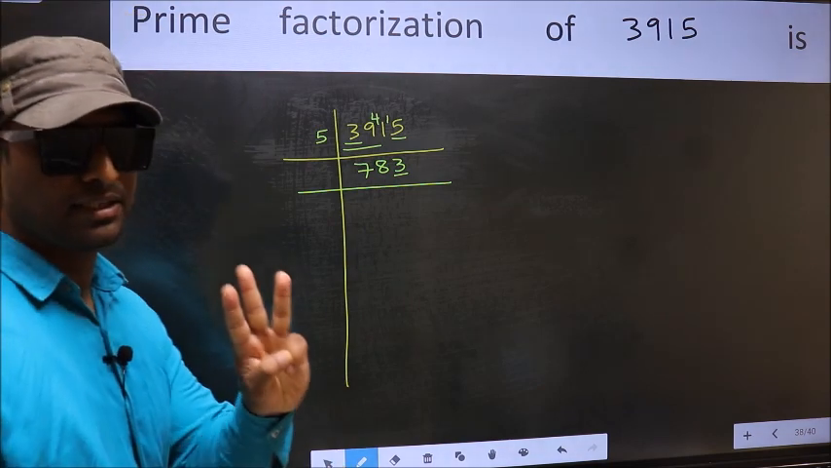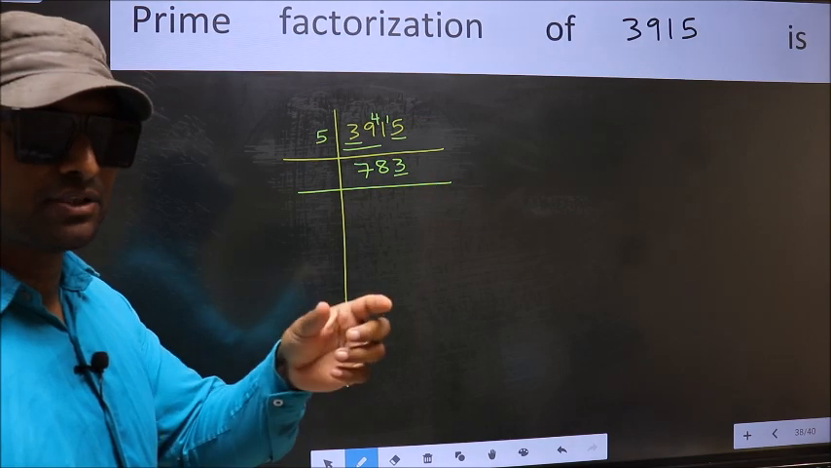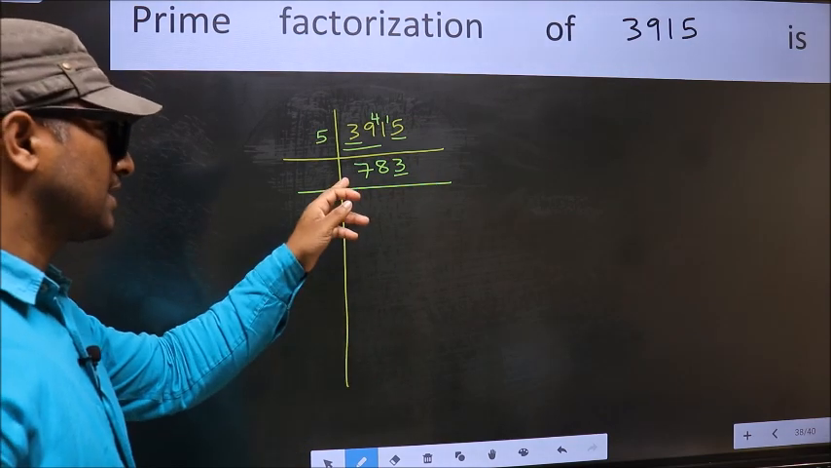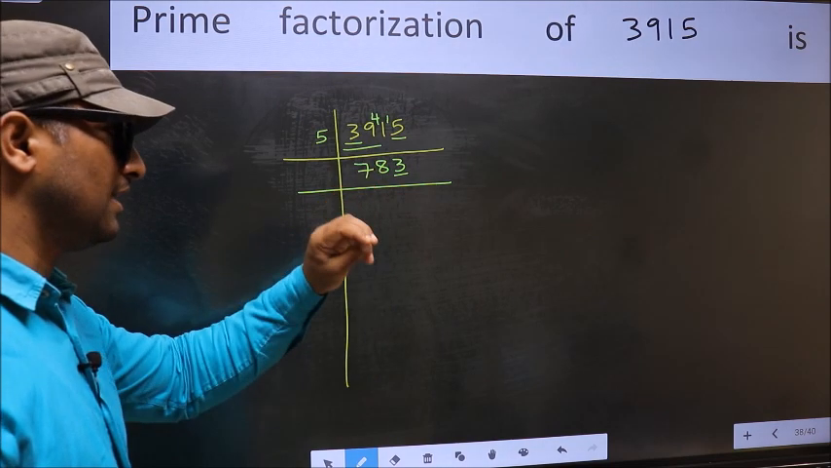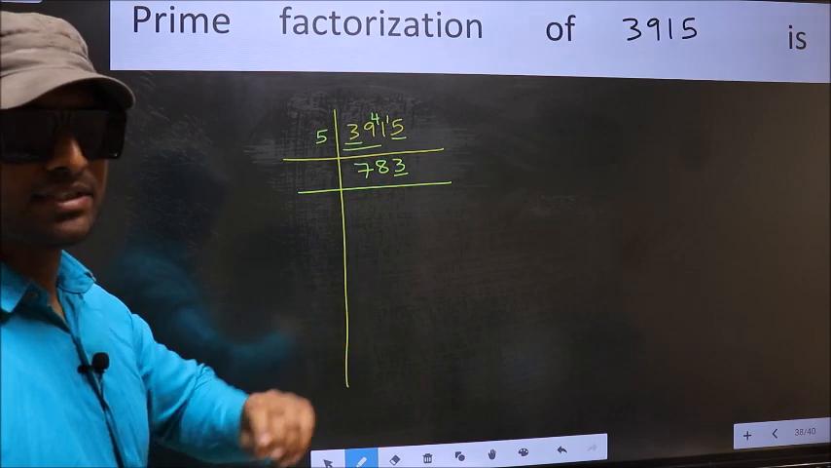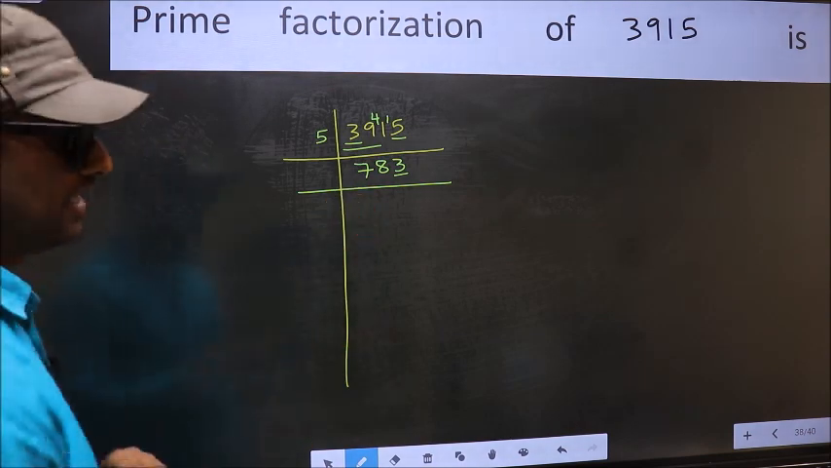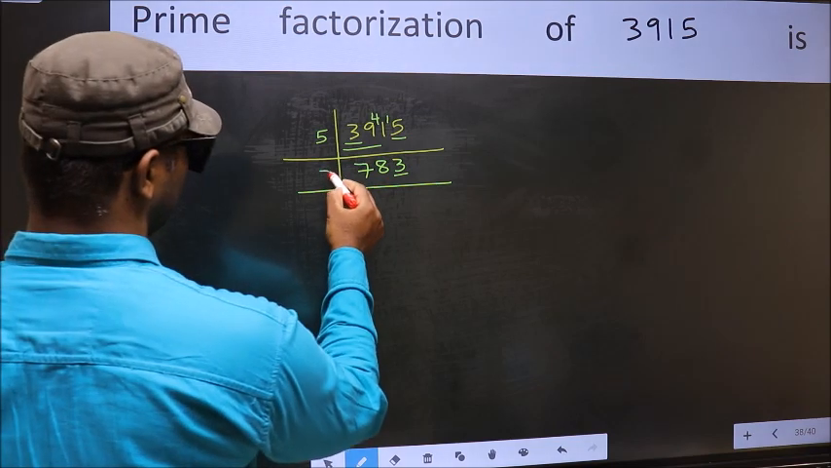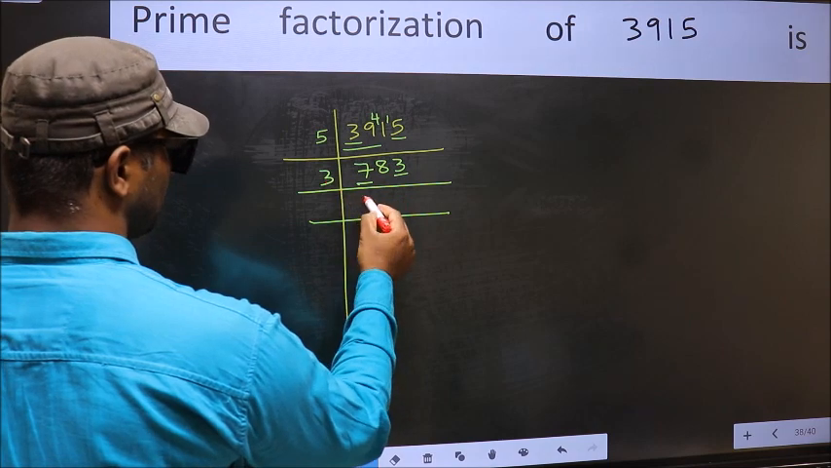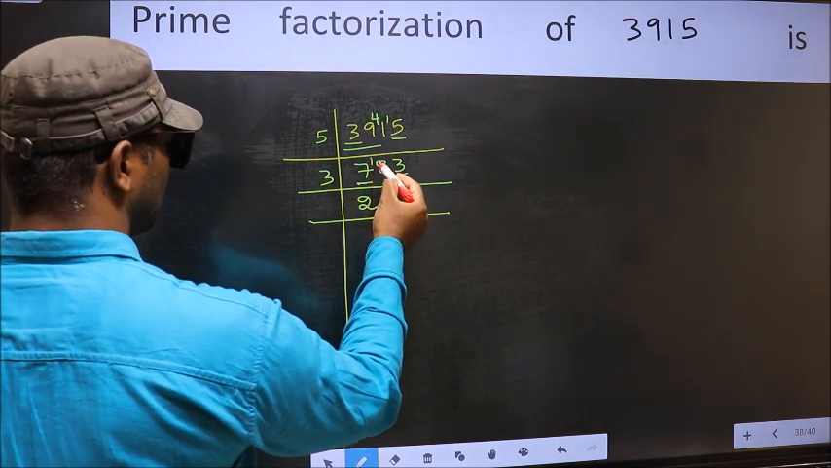Next prime number, 3. To check divisibility by 3, for that we should add the digits. What I mean is, 7 plus 8 plus 3, we get 18, and 18 is divisible by 3. So this number is also divisible by 3. So take 3. First number 7, a number close to 7 in the 3 table is 3 2s are 6. 7 minus 6 is 1, 1 carried forward, 18.